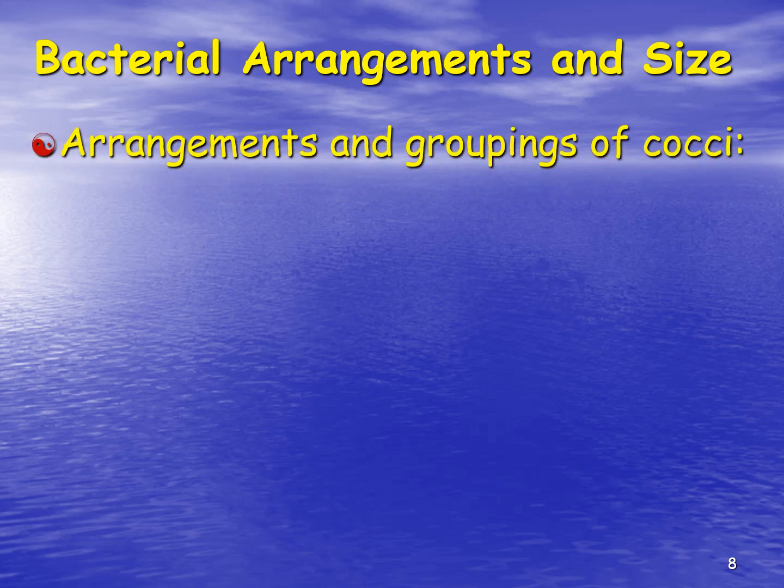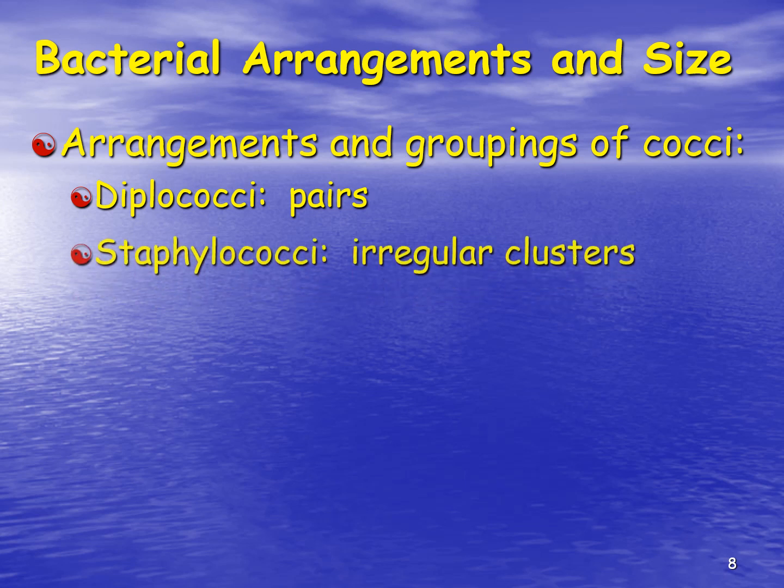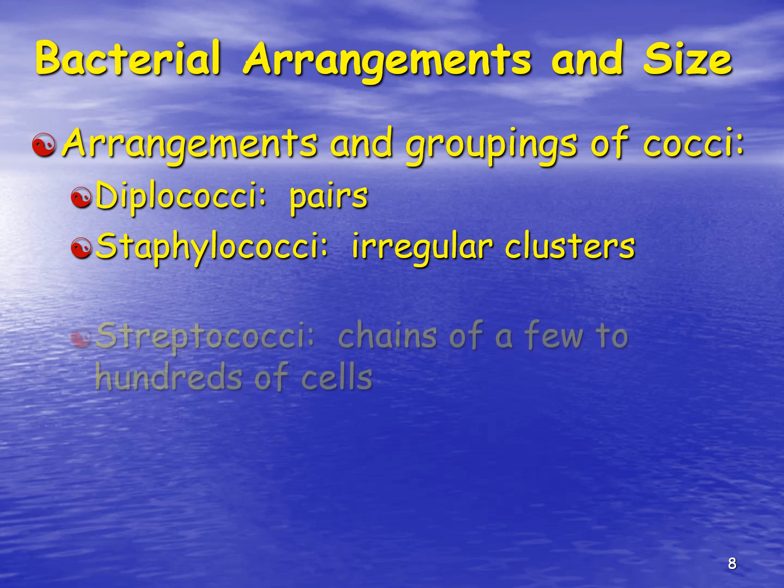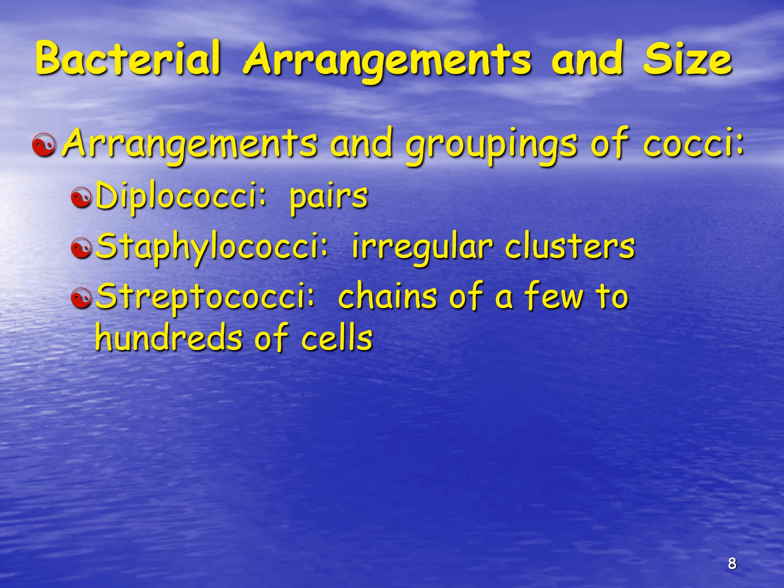Arrangements of the bacteria is another way that we can classify the organisms. So in the cocci, we can have Diplococcus, which is a pair, di meaning two. Staphylococcus, and staphylo actually means cluster or grape-like cluster. And then the streptococci. These are chains. Literally looks like pearls on a necklace. So this can be a chain of few to even sometimes hundreds of cells.